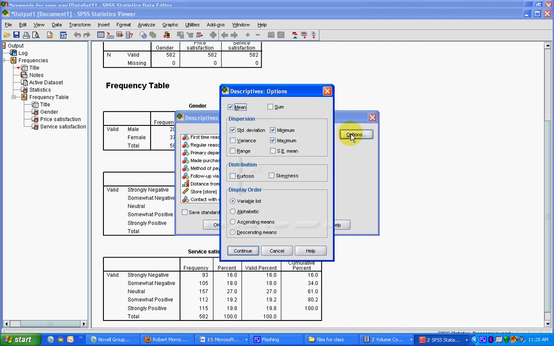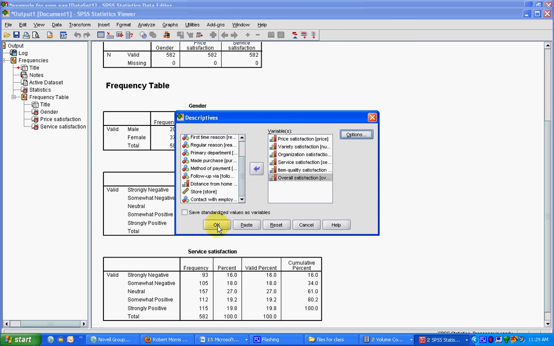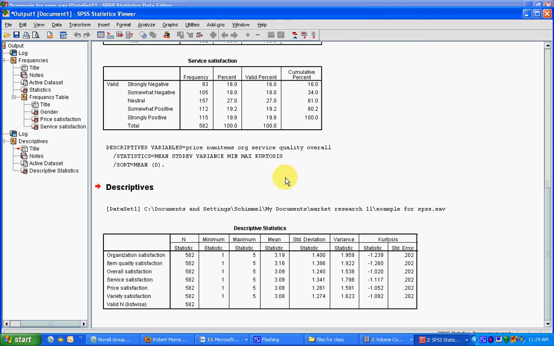I click on options and it has the default. So it's giving me the mean, the standard deviation, the minimum, and the maximum. In addition, I want to look at the variance, and I'd like to look at the basic measure of distribution as well. And I'm going to order these in descending mean so that it comes out automatically with the highest positive score to the lowest positive score. So I'm able to see what they are most satisfied with and what they are least satisfied with in one view. I hit continue. I then hit OK. And here we go.